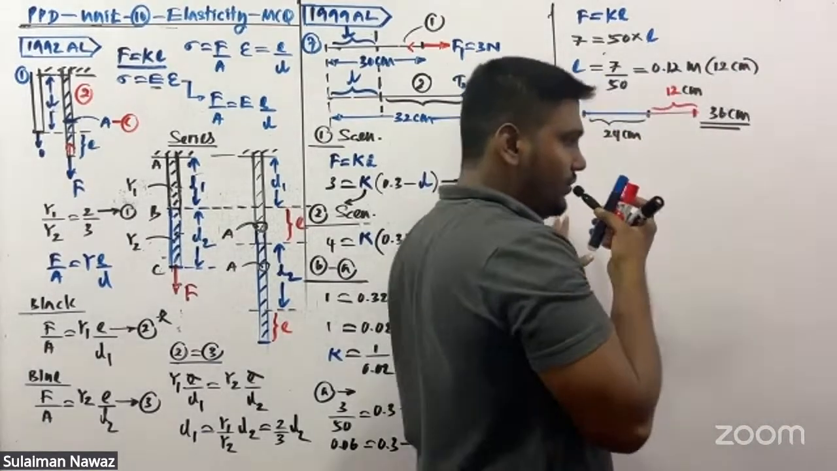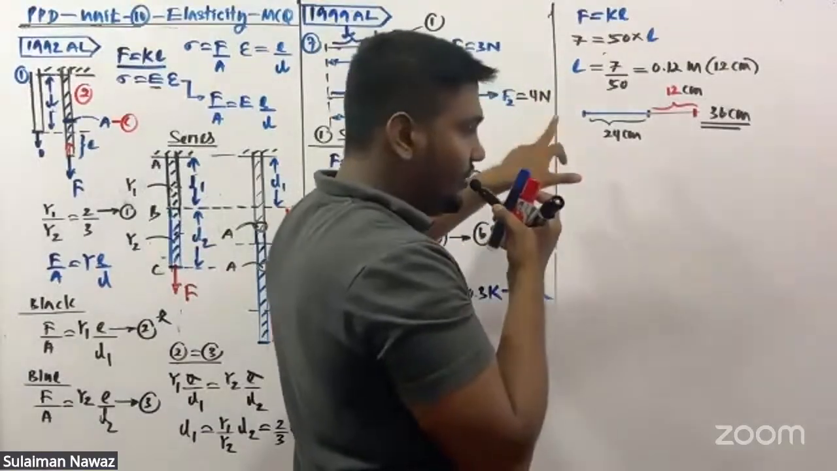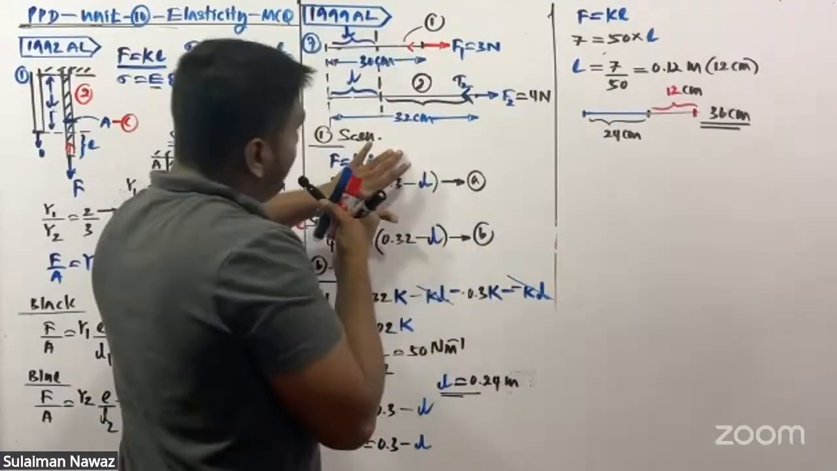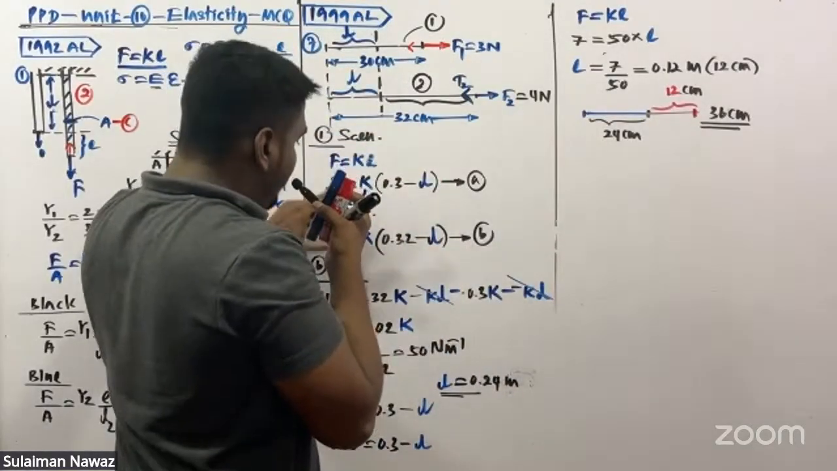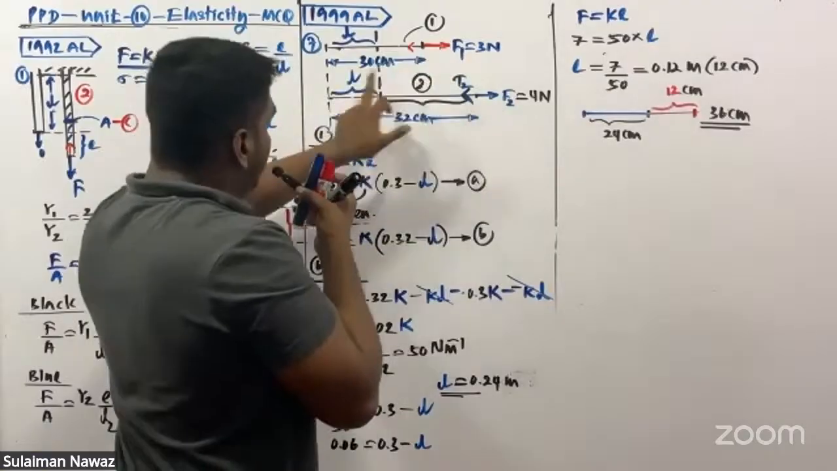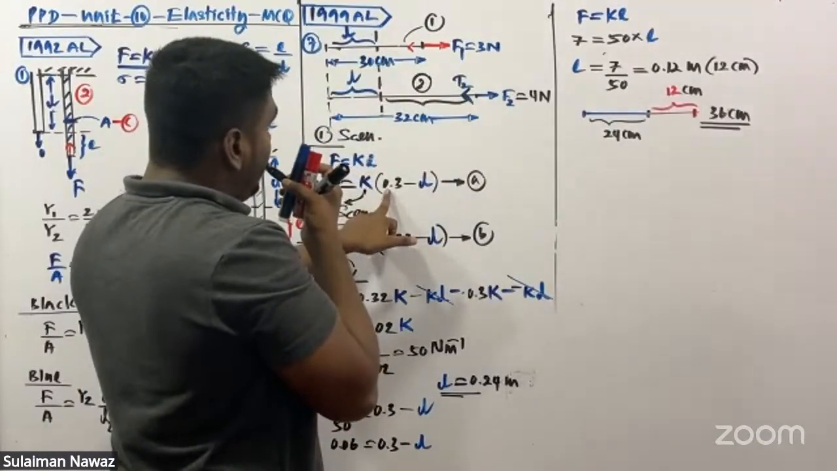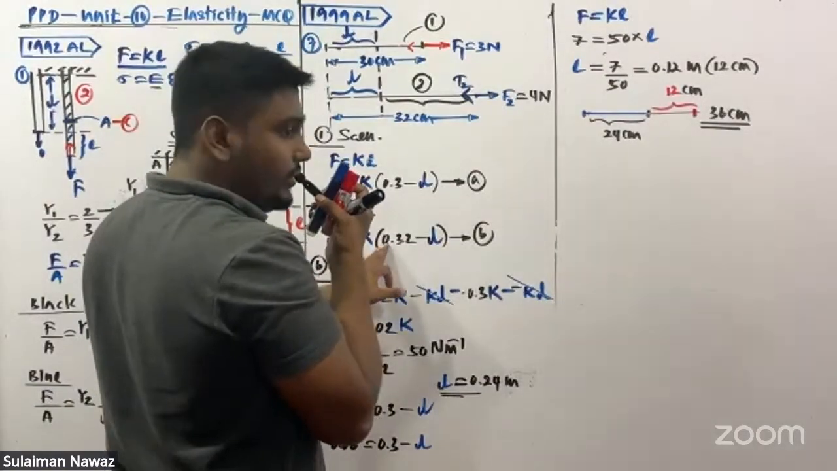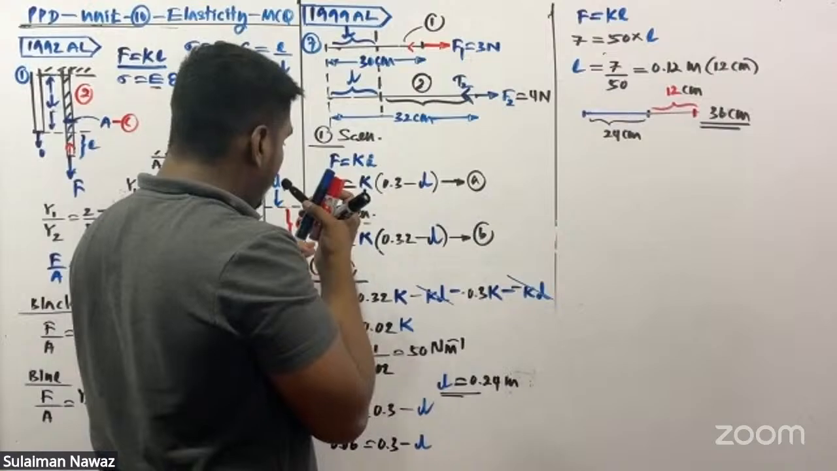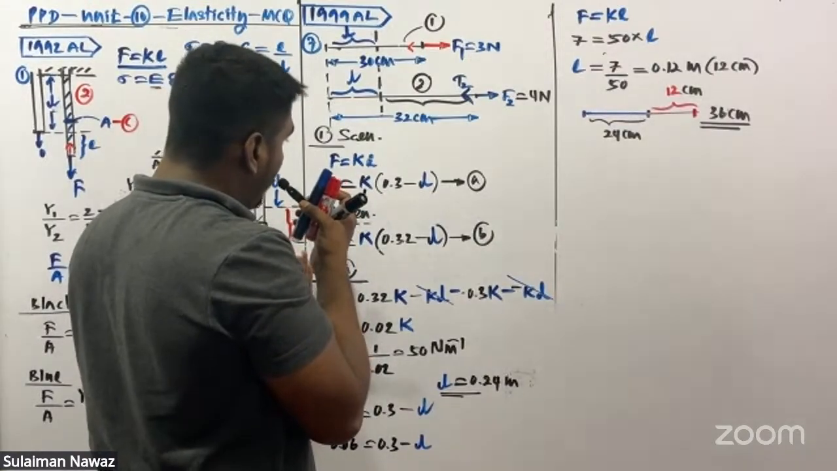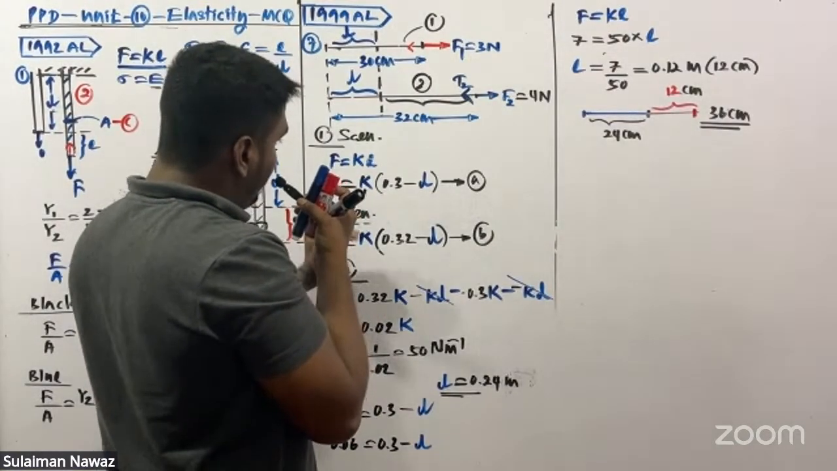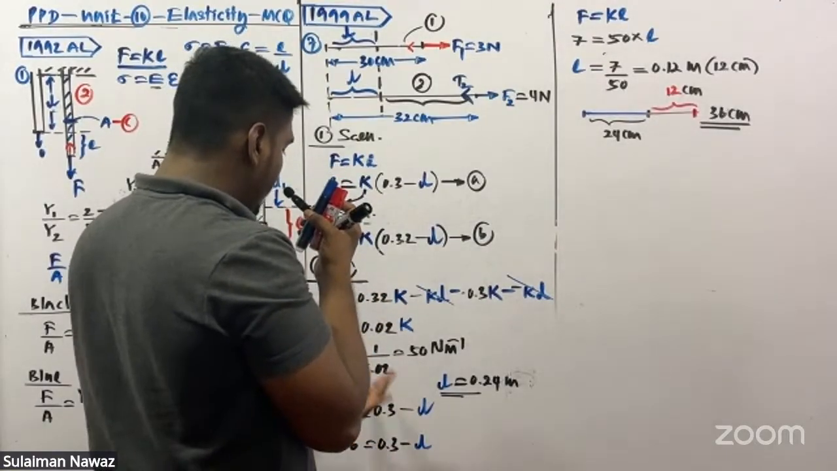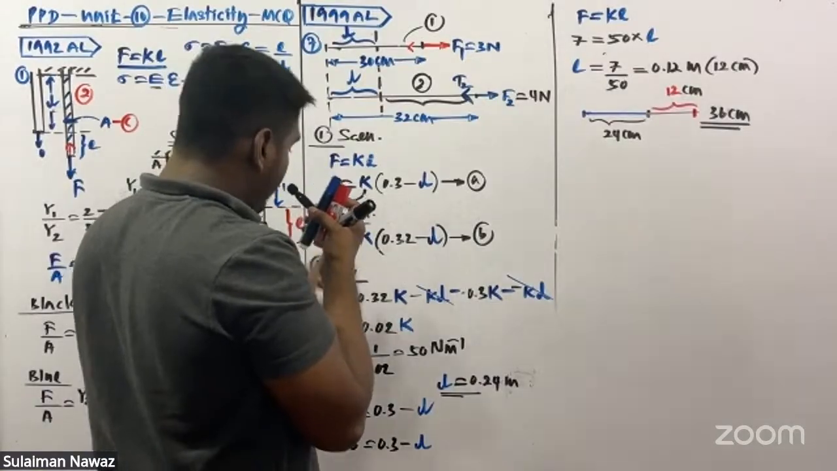34 Newton, 32. If the tension is increased to 7 Newton, did I make any mistakes here? 0.3 minus L, 0.32 minus L, it's 4. Then if you subtract here, 0.32 minus 0.3 means how much? 0.02. K is 50. When K is 50, L means what?